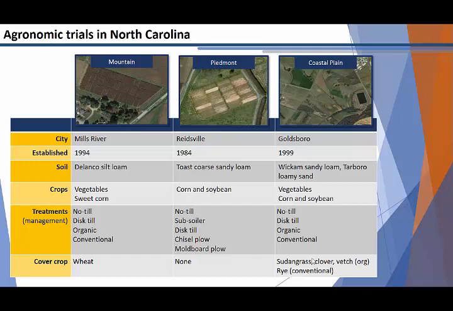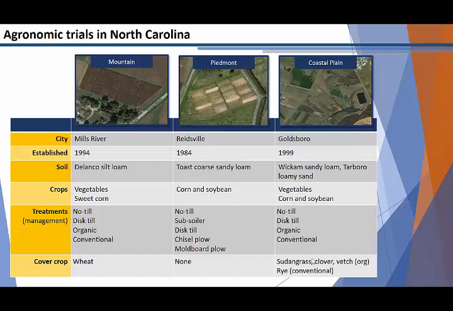The mountain location started in 1994, the agronomic trial at least, and that was about 20 years before we collected those soil samples. So there's a 20-year management history before we collected our soil samples there. There's a silt loam soil series. Here there were vegetable crops and sweet corn, and we had treatments that ranged in intensity from no-till to disc tillage, and we had organic management and conventional chemical management there.